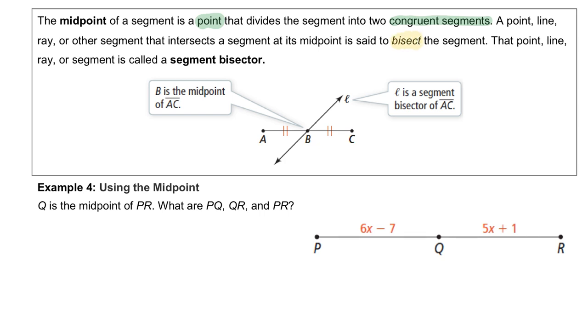So you're going to have to know what bisect means. That point, line, ray, or segment is called a segment bisector. So a segment bisector is a little more broad because it can be different figures. A midpoint has to be a point. A bisector could be a bunch of different things. A bisector could be a point, line, ray, or another segment. So it's just understanding what a bisector does. Cuts a line in half into two equal parts, two congruent parts.